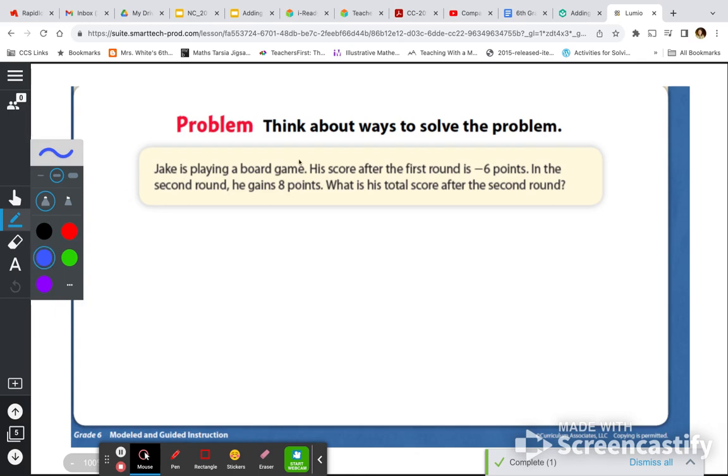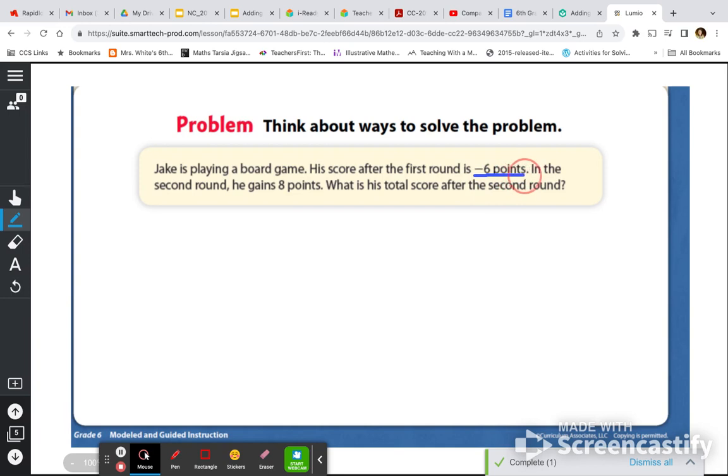So Jake is playing a board game. His score after the first round is -6 points. So I think that's probably pretty important, so I'm going to underline that. In the second round, he gains 8 points. So he didn't lose, he gained. That's probably an important word.